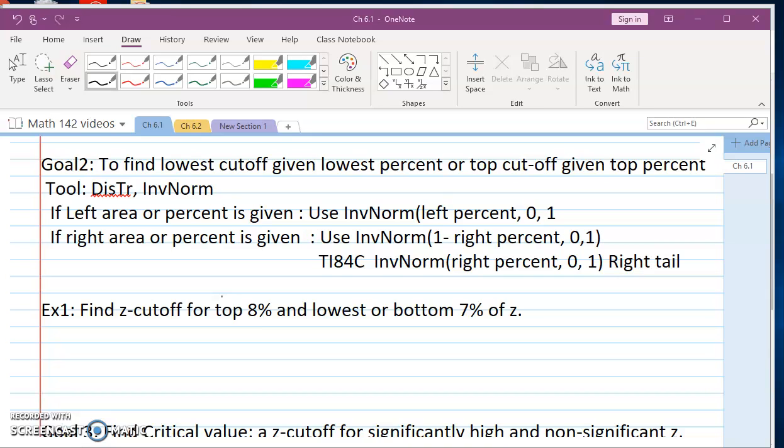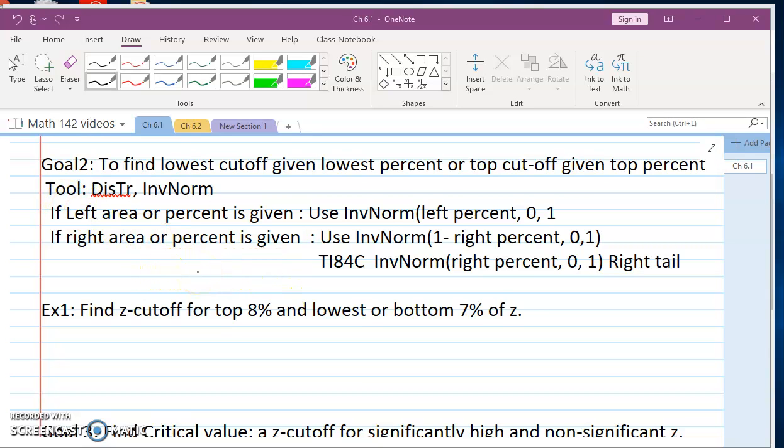Continue with analyzing standard normal z. In part 1, we did finding the probability of z greater than a value, less than a value, or in between two values. In the second part, we would do the reverse. That is, find the cutoff in case we were given a top area or bottom area, or actually, I should say top percentage or bottom percentage, or in other words, left area or right area.